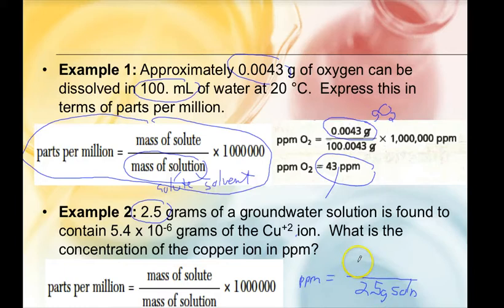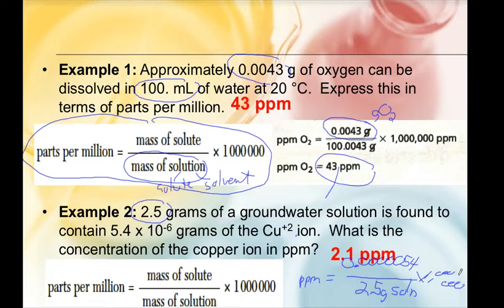The top number is going to be 5.4 times 10 to the 6, so if you want to change that to a number that's not in scientific notation, you're going to move the decimal 6 places to the left, so it's going to have 5 zeros and then the 5-4. So it's 0.000054 divided by 2.5 grams, and then that would be times a million. And that's going to come out to 2.1 parts per million. And that's pretty much how you do parts per million.